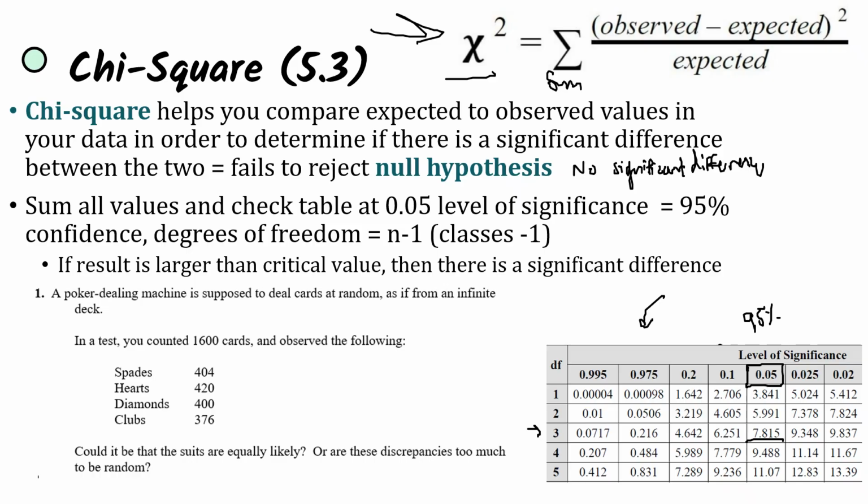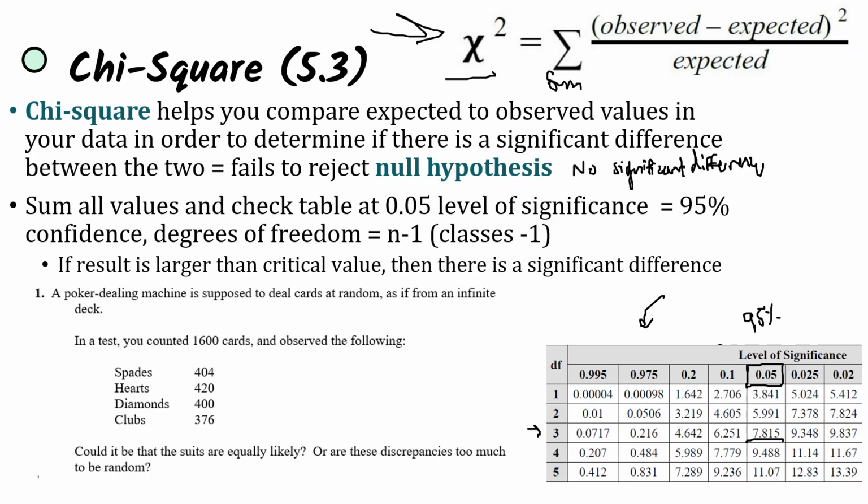So the question is as follows. A poker dealing machine is supposed to deal cards at random, as from an infinite deck. In the test, you counted 1,600 cards and observed the following: spades 404 cards, hearts 420 cards, diamonds 400 cards, and clubs 376 cards. Could it be that the suits are equally likely, or are there discrepancies too much to be random? So is there a significant difference between the expected and observed values, or do they match enough for there not to be a significant difference?